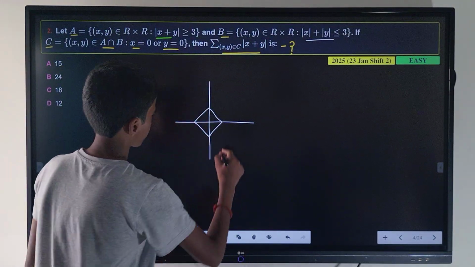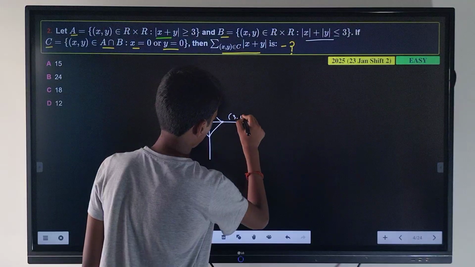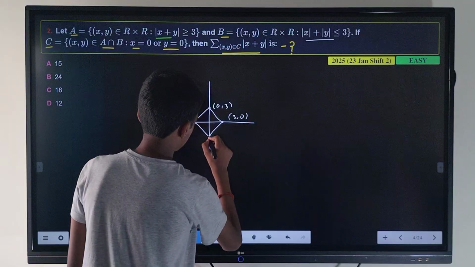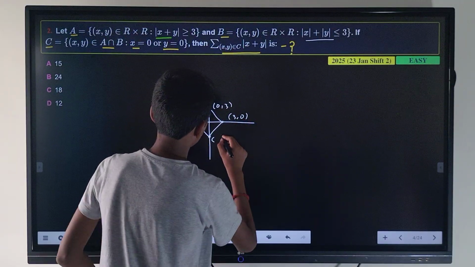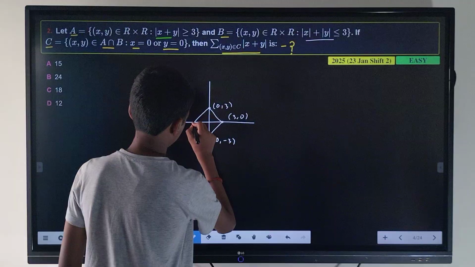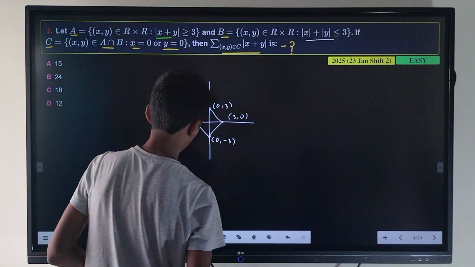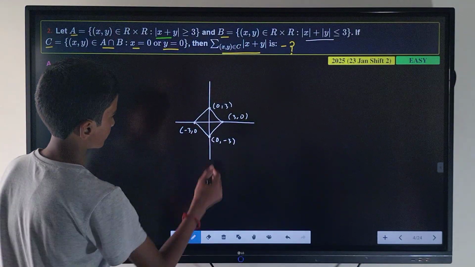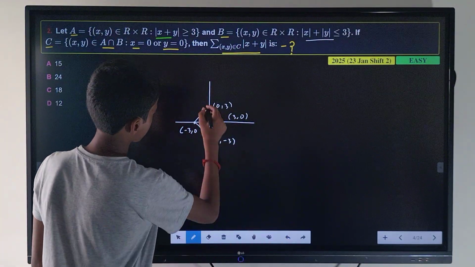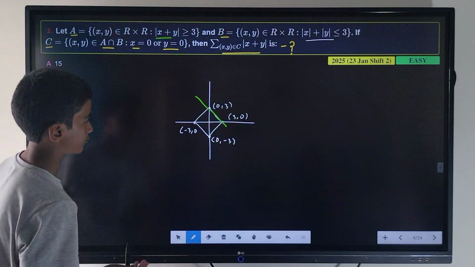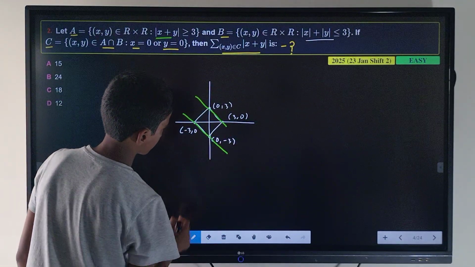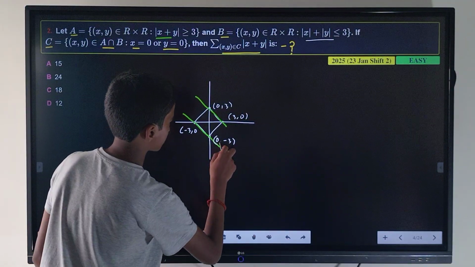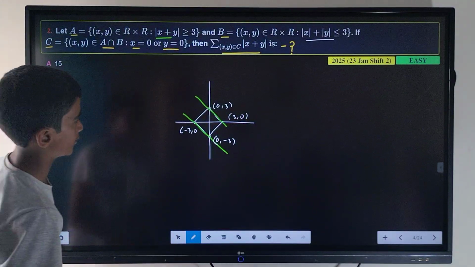This point will be 3 comma 0. This will be 0 comma 3. This point will be 0 comma minus 3, and this point will be minus 3 comma 0. Now the graph of mod of x plus y is equal to 3 would be of this type. Now these are some standard graphs of modulus which we need to know, which would be useful while solving questions like this in which the graph of modulus is included.